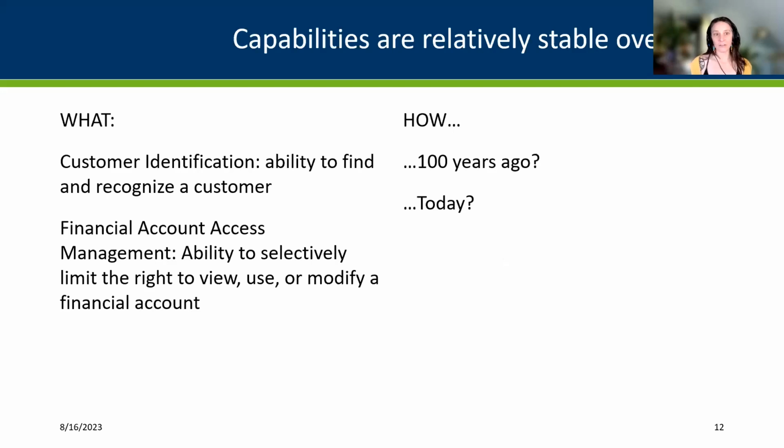That ensures that capabilities are relatively stable over time while the world that we're operating in changes rapidly. So an organization that's been around for 100 years will often have the same capabilities for the most part that it did a century ago. For instance, 100 years ago, we needed to be able to identify customers. The customer identification ability to find and recognize a customer. Pop in the chat if you can think about how that would have possibly been done 100 years ago versus today?